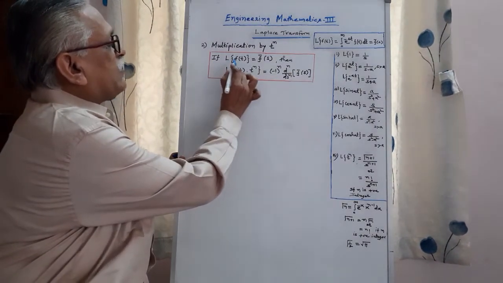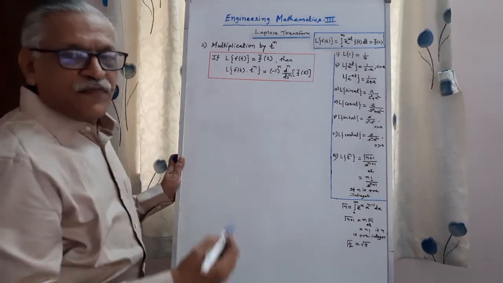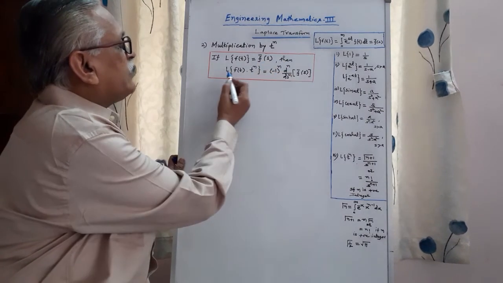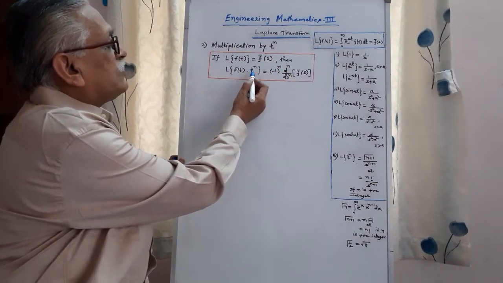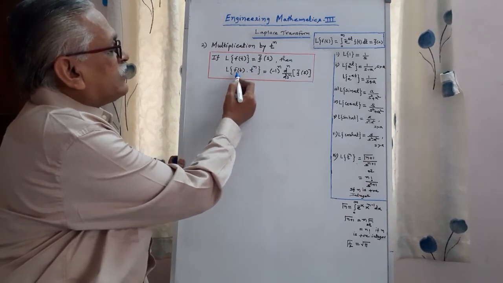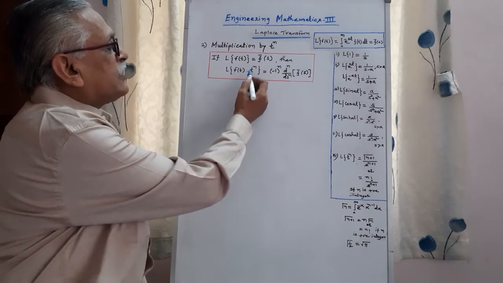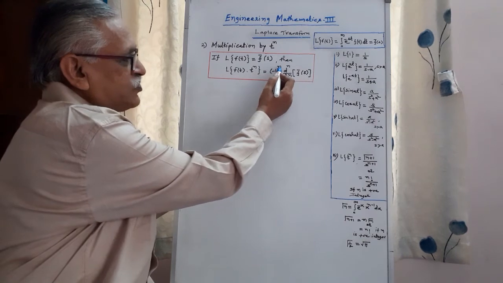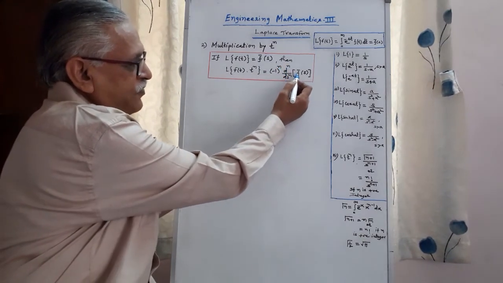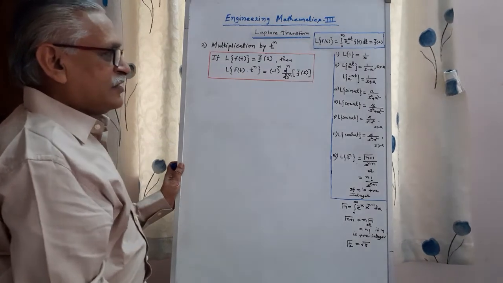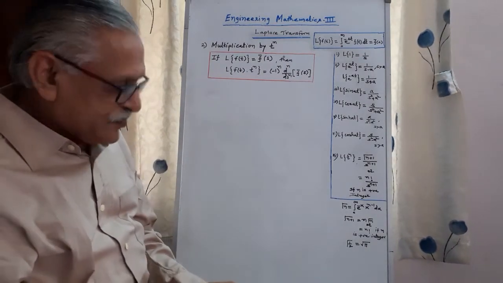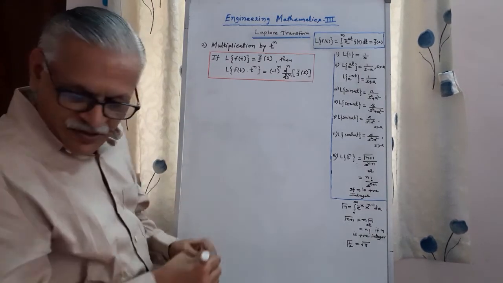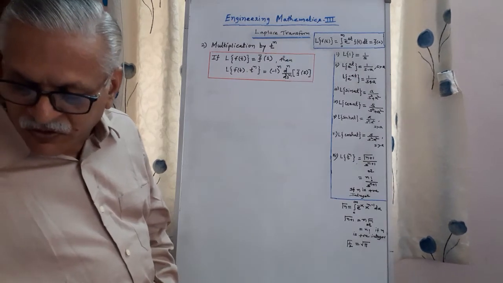If Laplace of f of t is equal to f bar of s, given or we can obtain it as f bar of s, then Laplace transform of f of t into t raised to n, that is, the given function f of t multiplied by t raised to n, is given by the result on the right hand side: minus 1 raised to n times the nth derivative of f bar of s with respect to s. This is the statement of that theorem. We try to solve some examples based on this theorem, where we have to use this theorem.